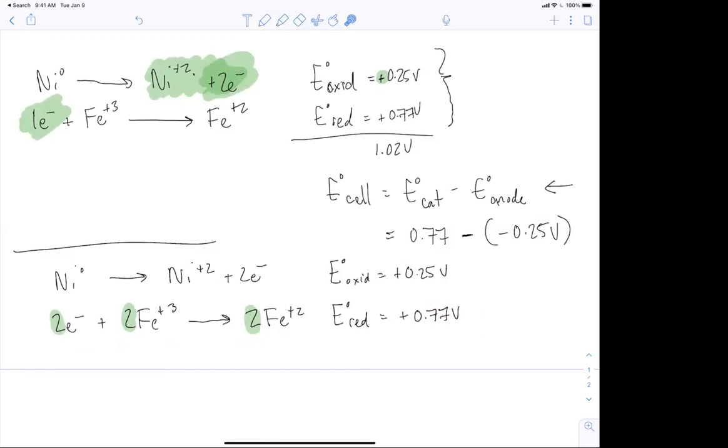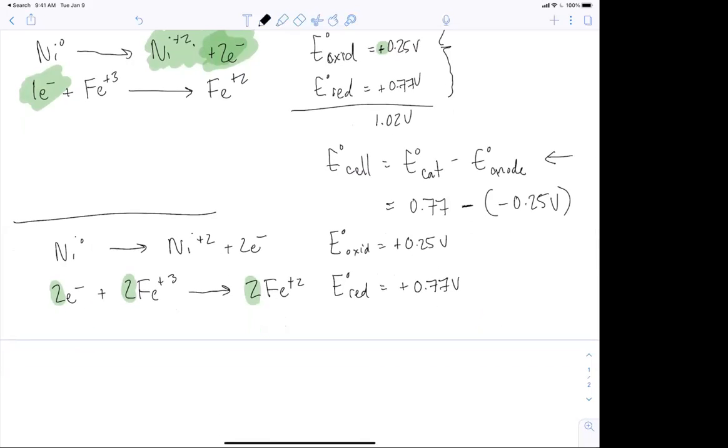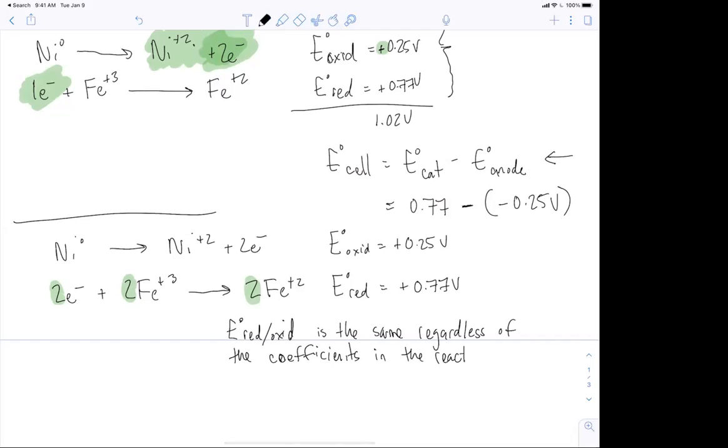But practically speaking, we don't multiply. So say E reduction or oxidation, whatever, is the same regardless of the number of electrons. So it doesn't matter if I balance the equation or not. This stuff is still the same. That's the main takeaway here.